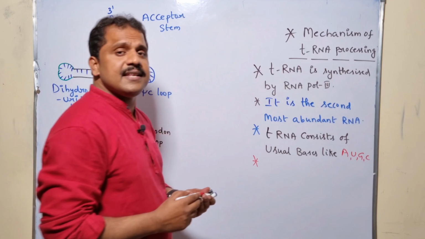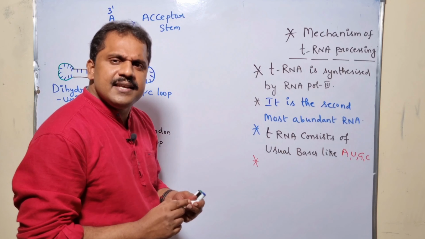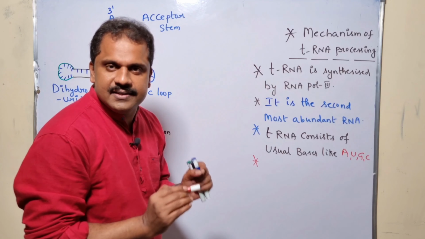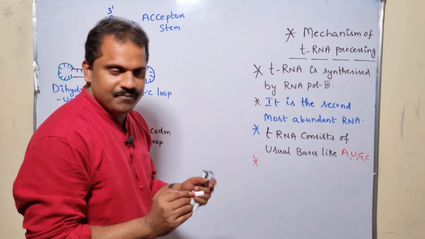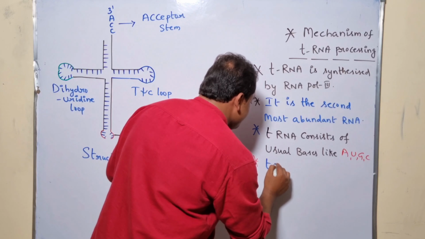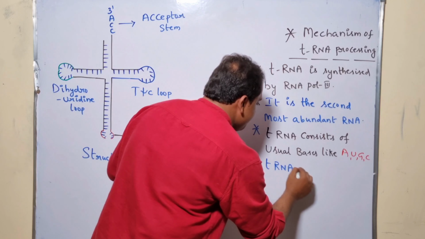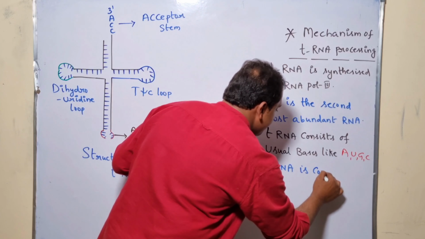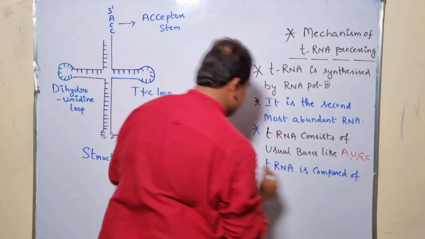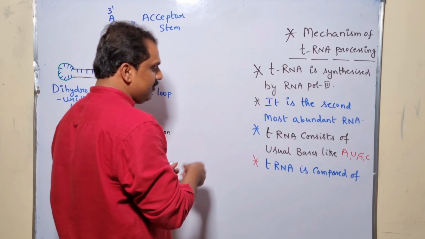So here if we consider the structure of the tRNA, basically the tRNA structure is composed of around 70 to 90 nucleotides in length. Is it clear? So let me write it here. tRNA is composed of 70 to 90 nucleotides in length.